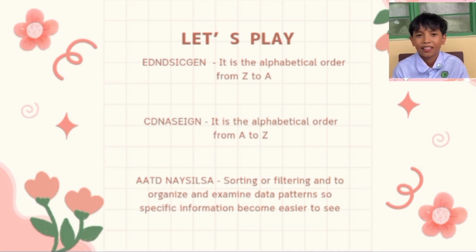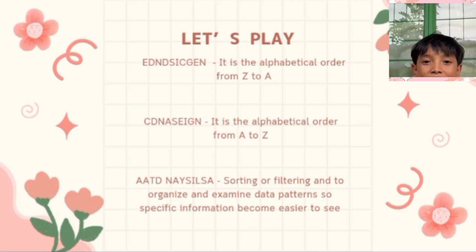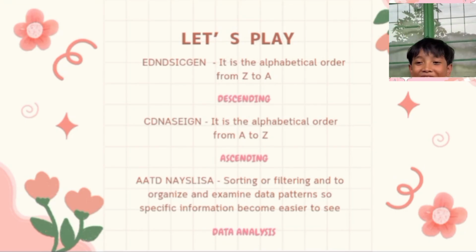from Z to A. Number 2, it is alphabetical order from A to Z. 3, sorting or filtering, to organize and give sample data patterns so specific information becomes easier to see.